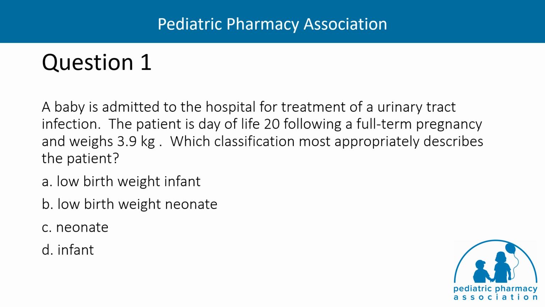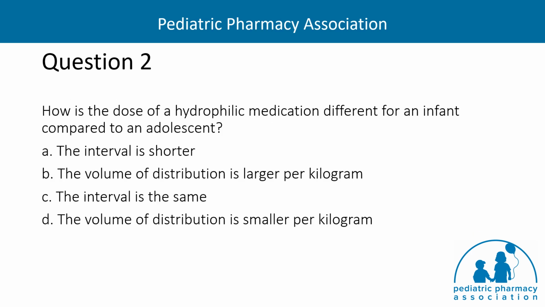Neonate. Question 2. How is the dose of a hydrophilic medication different for an infant compared to an adolescent? A. The interval is shorter. B. The volume of distribution is larger per kilogram. C. The interval is the same. D. The volume of distribution is smaller per kilogram. The answer to this question is B. The volume of distribution is larger per kilogram.